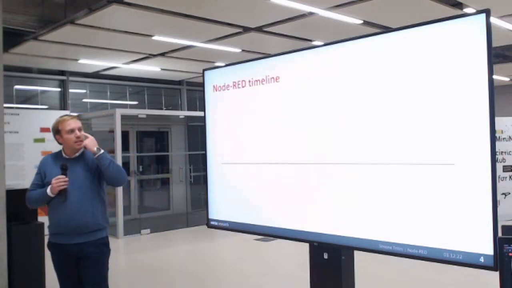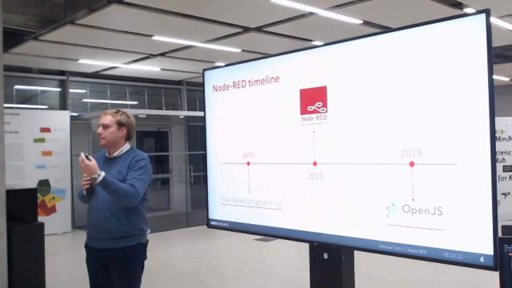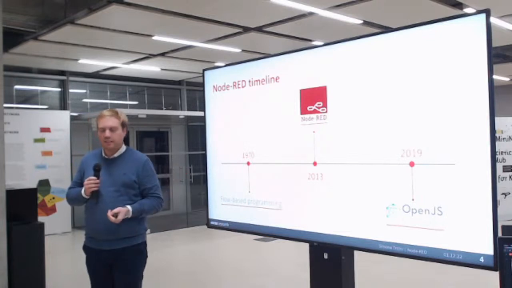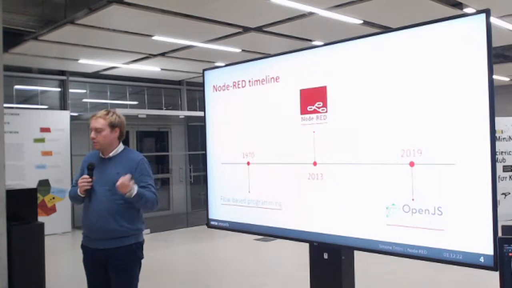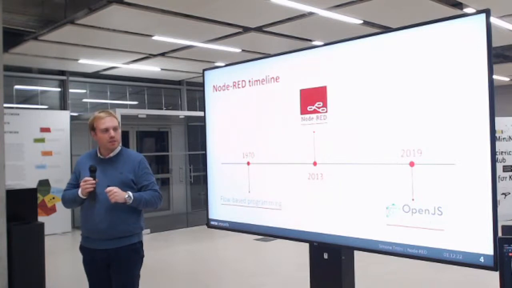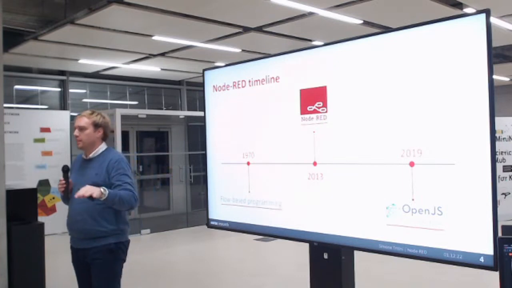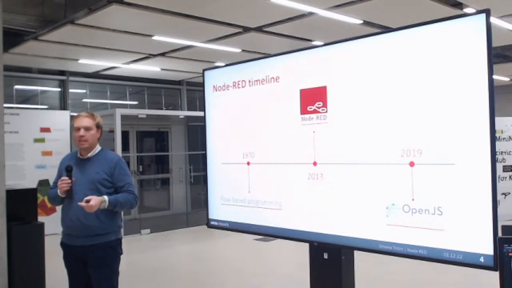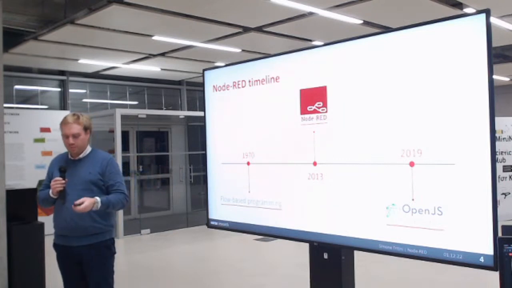I will show you a short timeline. As I said, the flow-based programming that is the core of NodeRed was born in the 1970s. Then NodeRed was born in 2013, and in 2019 it became part of the OpenJS Foundation. It was open source from the beginning, but in 2019 it became part of the OpenJS Foundation.